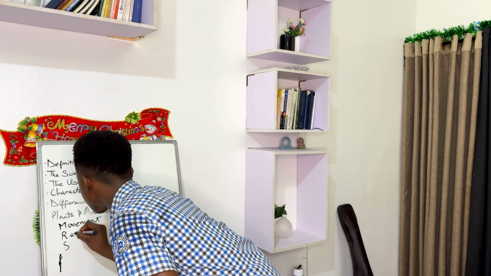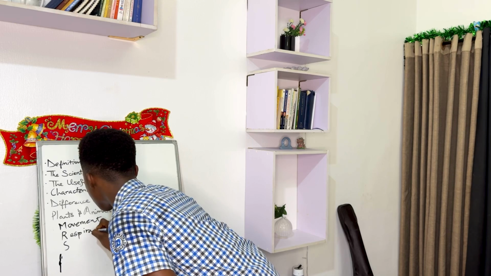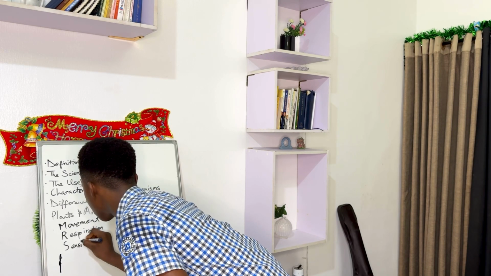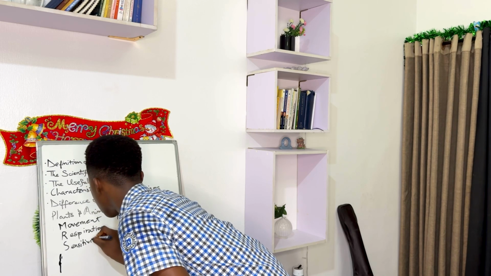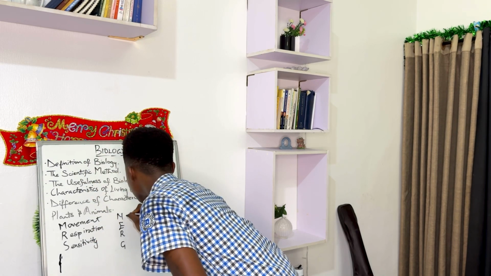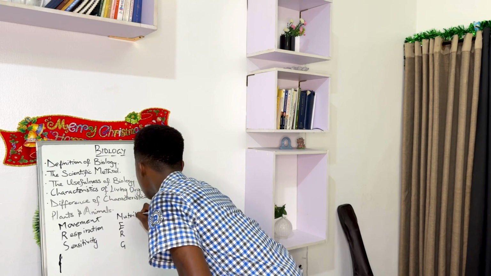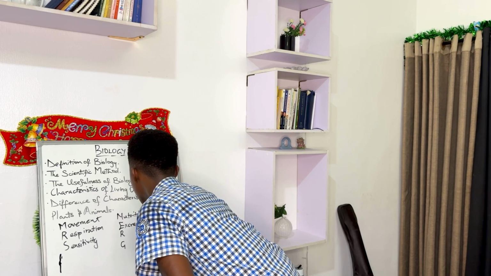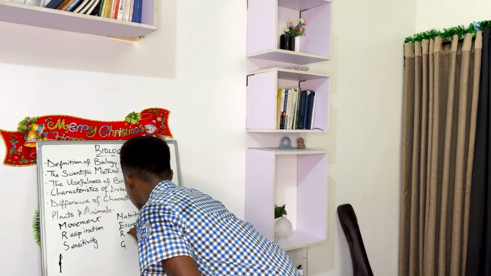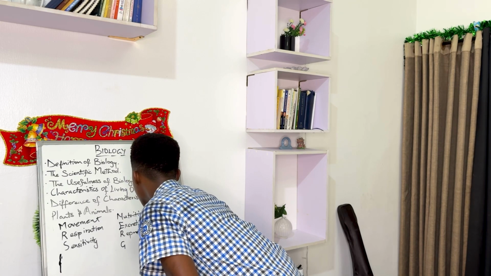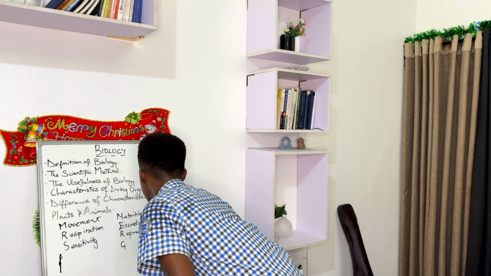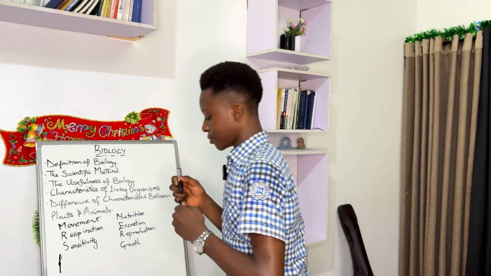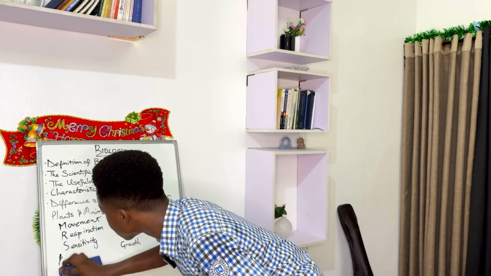R stands for respiration. S stands for sensitivity. N stands for nutrition. E stands for excretion. R stands for reproduction. And G stands for growth. Sorry, let me clean up this mess here.